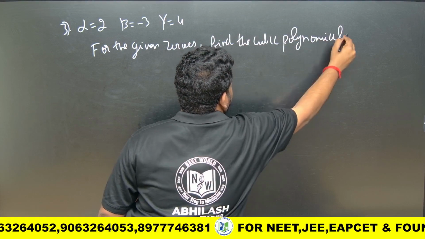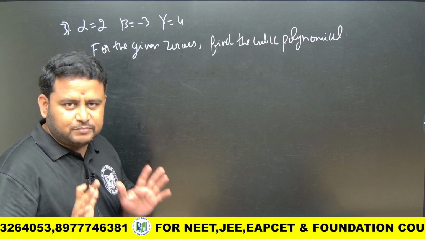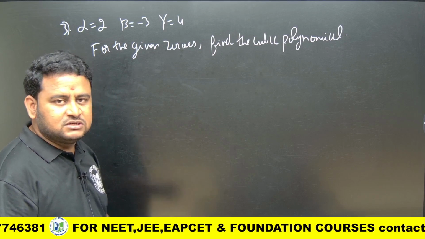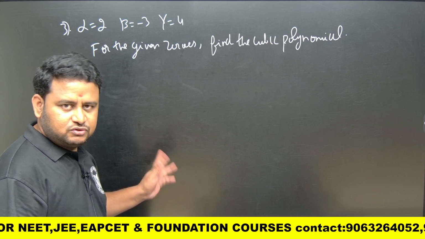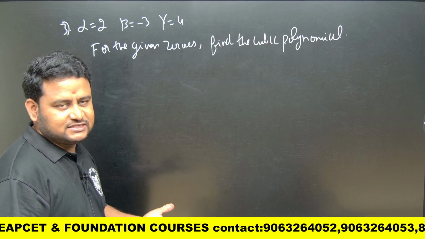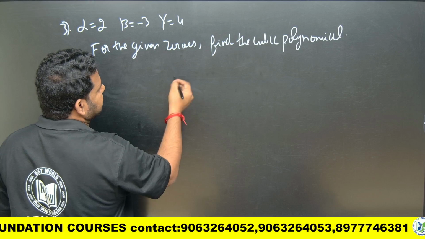That is the question. Okay. So, first what should we write? First we write that the required cubic polynomial is of the form, write the cubic polynomial. Then you have to find the sum of the zeros, product of the zeros taken 2 at a time, then product of the zeros. You will get the values. Put that in the required equation. You will get the answer. Very simple. For the given zeros, find the cubic polynomial.